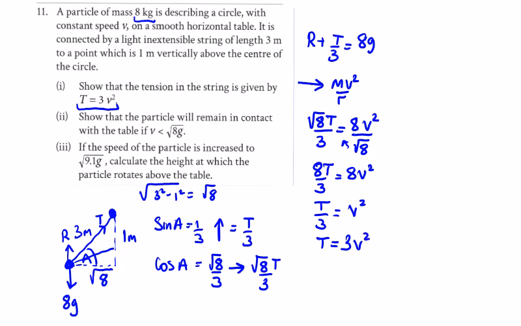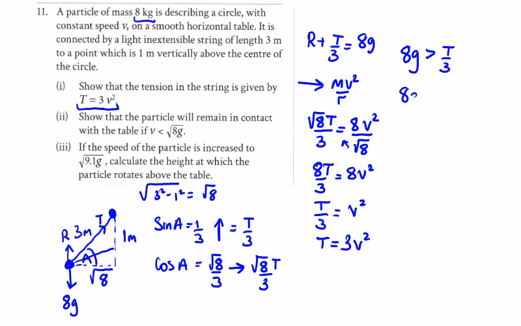Show that the particle will remain in contact with the table if v is less than the square root of 8g. Okay, let's get this. We don't need the reaction force then, do we? We have the 8g going down. If 8g is greater than what's going up, it'll stay on the table. If 8g is greater than my upward force of T over 3, it will stay on the table.